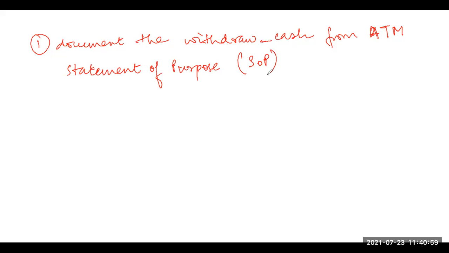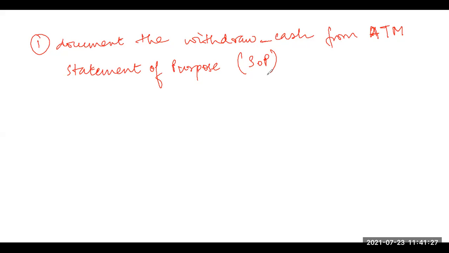Whenever we are asked to document this withdraw cash function in our SRS document, what will happen? First, an initial informal description of this functionality is given by the customer. This is known as the statement of purpose. Once the analyst has this statement of purpose, he will proceed with the requirements gathering activity after a basic understanding of this SOP.